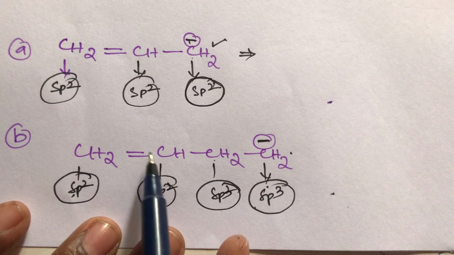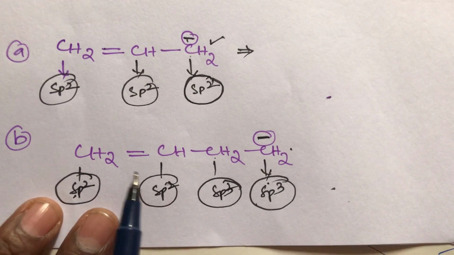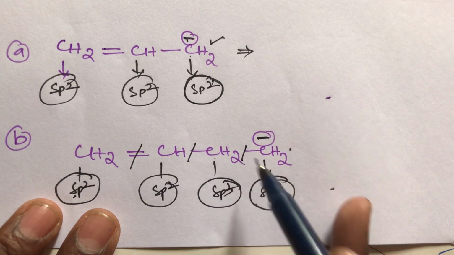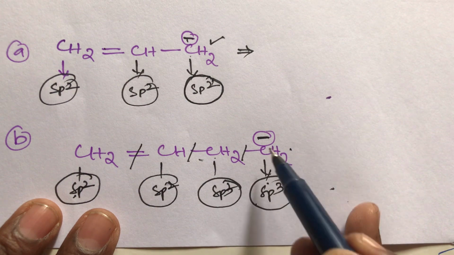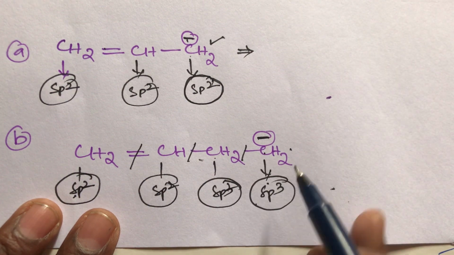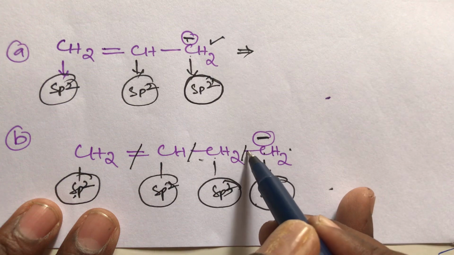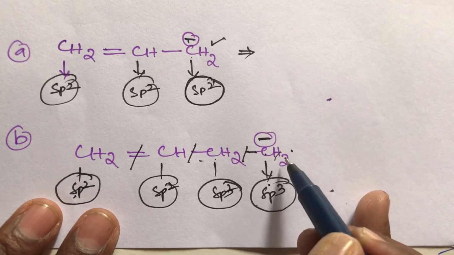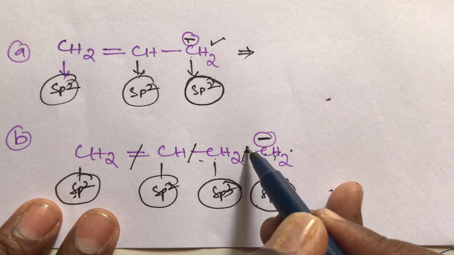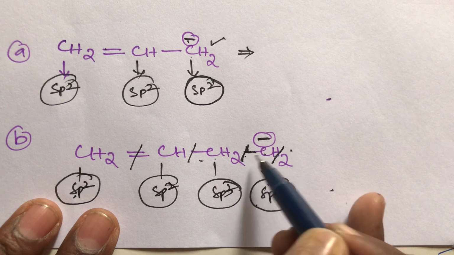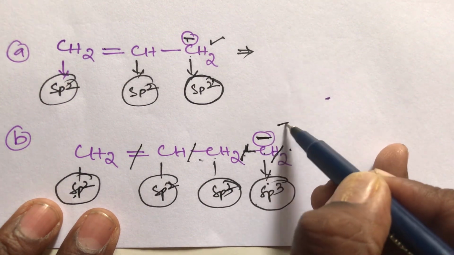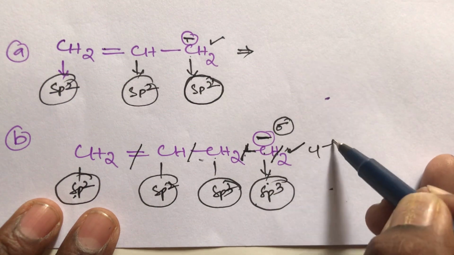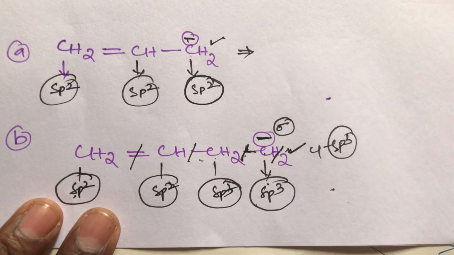Why? Because there is no conjugation in compound B. Double, then single, no conjugation. So that's why this carbon undergoes sp3, because this carbon is surrounded by 4 sigma bonds. Here 1 sigma, 2 hydrogens equal to 2 sigma bonds. You remember, student, 2 hydrogens equal to 2 sigma bonds. On the left-hand side there is 1 single bond, so 2 plus 1 is 3. 1 negative charge equals 1 sigma bond. So this carbon is surrounded by 4 sigma bonds, and that is sp3 hybridization.